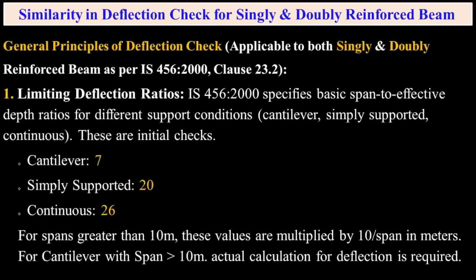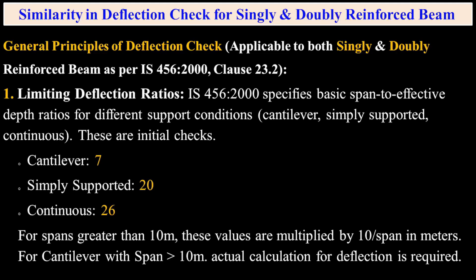Alright, so picking up from our last point, let's dive into the similarity in deflection check for both singly and doubly reinforced beams. This is crucial because many of the foundational principles apply to both types of beams. As per IS 456:2000, Clause 23.2, we have general principles for deflection check that are applicable to both singly and doubly reinforced beams.